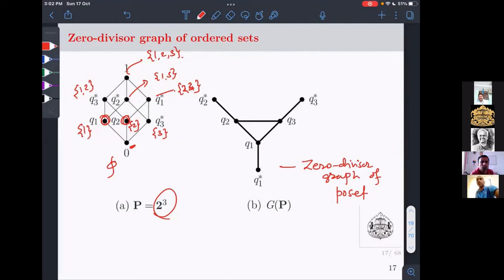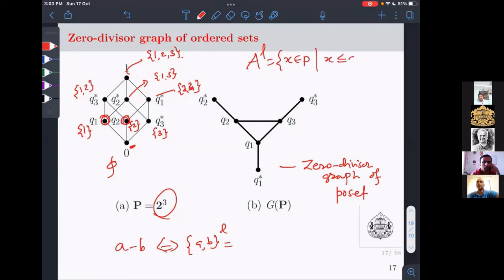So A and B are adjacent if and only if {A, B}^L is {0}, where L denotes the lower cone. What is A^L? A^L means the set of those x in P such that x is less equal a for every a in A. That is my lower cone. So {A, B}^L is zero. Is that okay? So this is my adjacency.